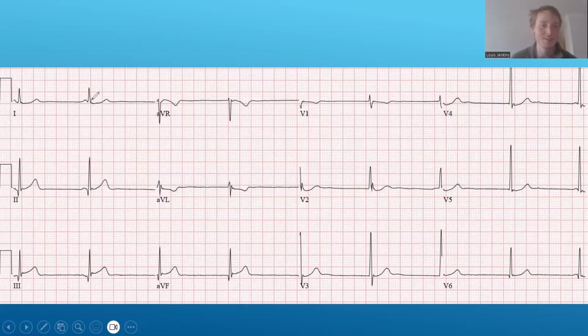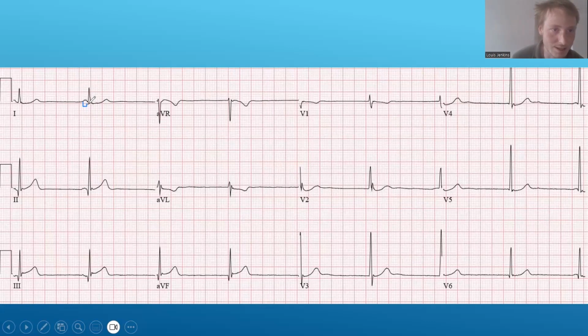Okay, first thing I notice is the PR interval appears kind of short, this space here between our P wave and our R wave. Realistically, this should be between 120 and 200 milliseconds, and this appears a little bit short to me.